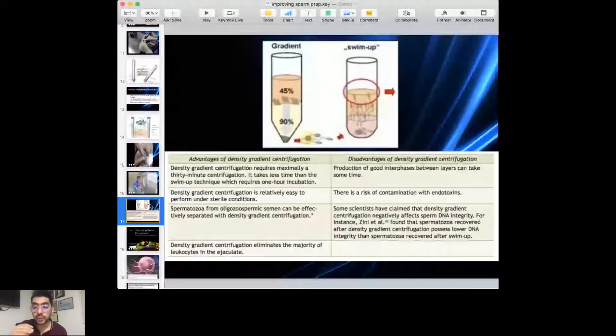When I use swim up, the only advantage here is that if it's a very good sample, it has great motility, I will get a very clean sample later on as well with swim up, and I'll get fantastic motility with swim up. I will not get any kind of non-motile sperms in the pellet. With density gradient, you can still get a few non-motile sperms, especially if they are morphologically normal. So they might still come into the final pellet.